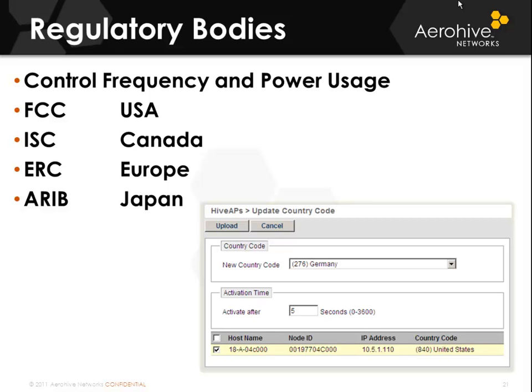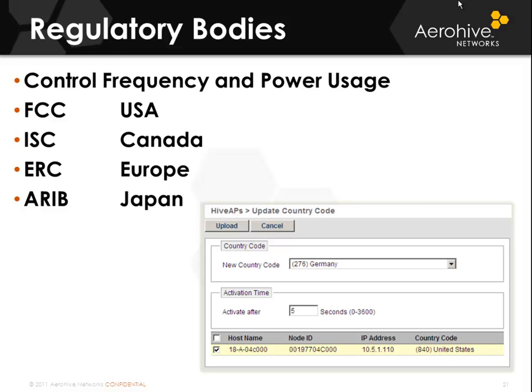Regulatory bodies, and by that I mean governments, control 2 very large things that affect us in 802.11. They control the frequencies on which we are allowed to operate and the amount of power that we are allowed to use within those frequencies. In the USA, it's the FCC. The ISC is Canada, the ERC is for Europe, and the ARIB is for Japan.